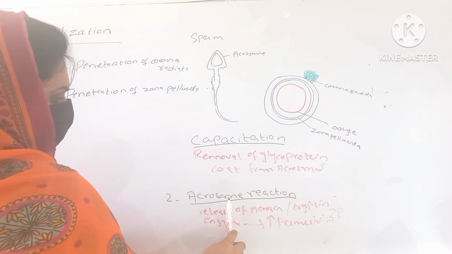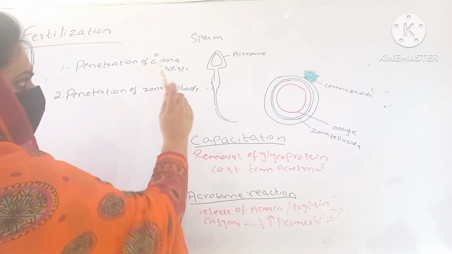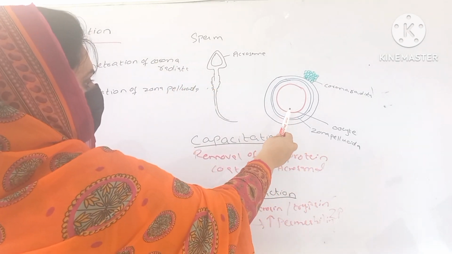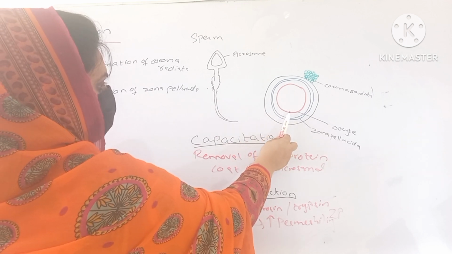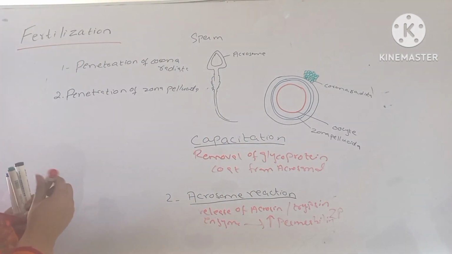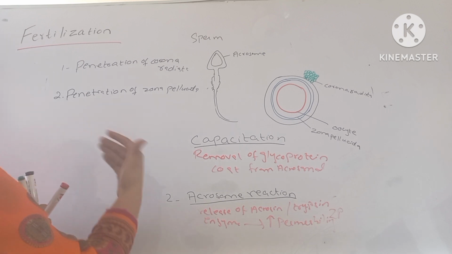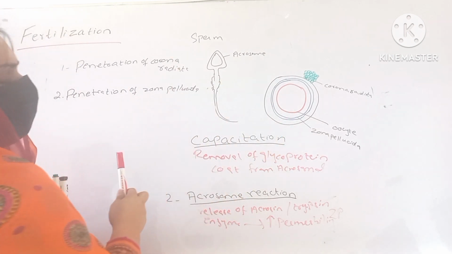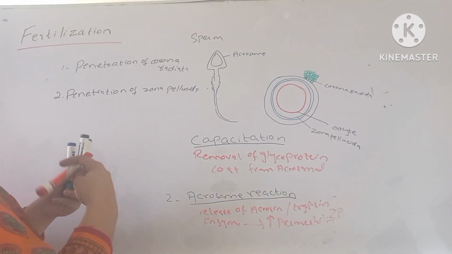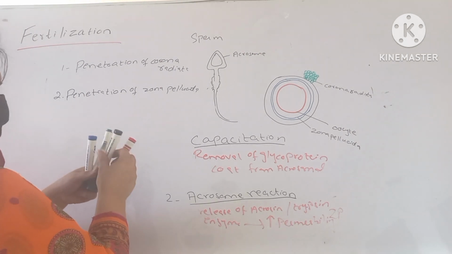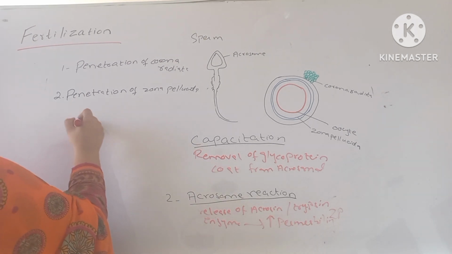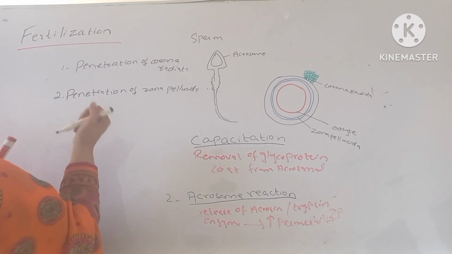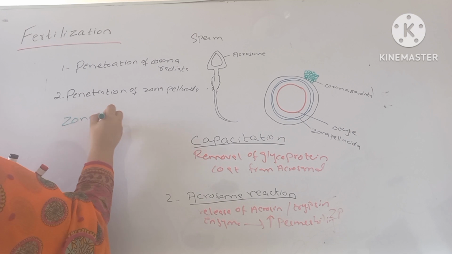So when the acrosomal reaction occurs, only those sperms are able to penetrate the zona pellucida and come in contact with the plasma membrane of the oocyte. Now as the sperm comes in contact with the plasma membrane of the oocyte, another reaction occurs, which is known as the zona reaction. This is also very important.